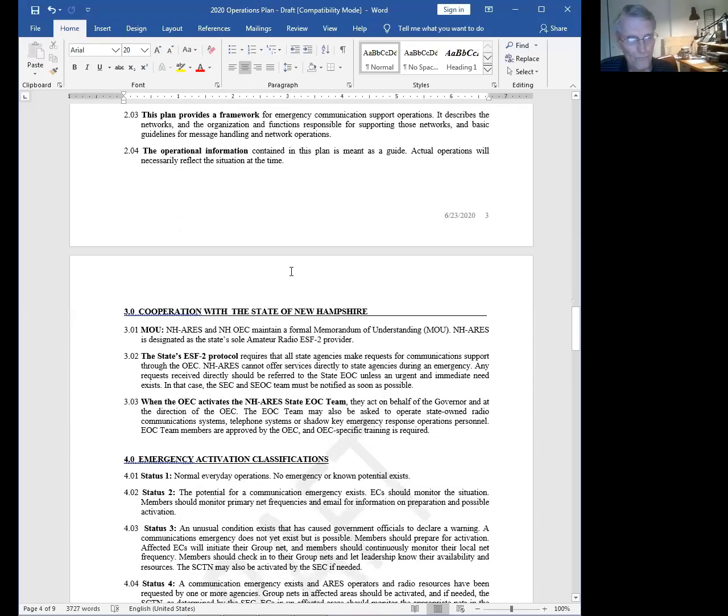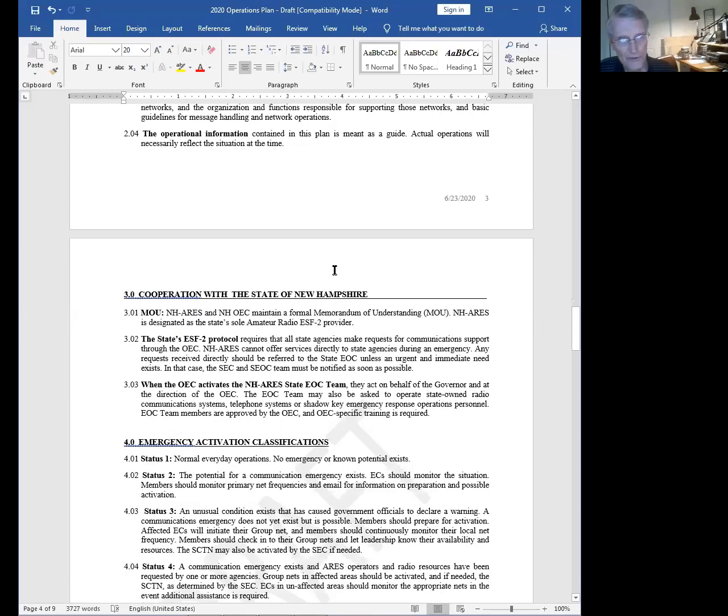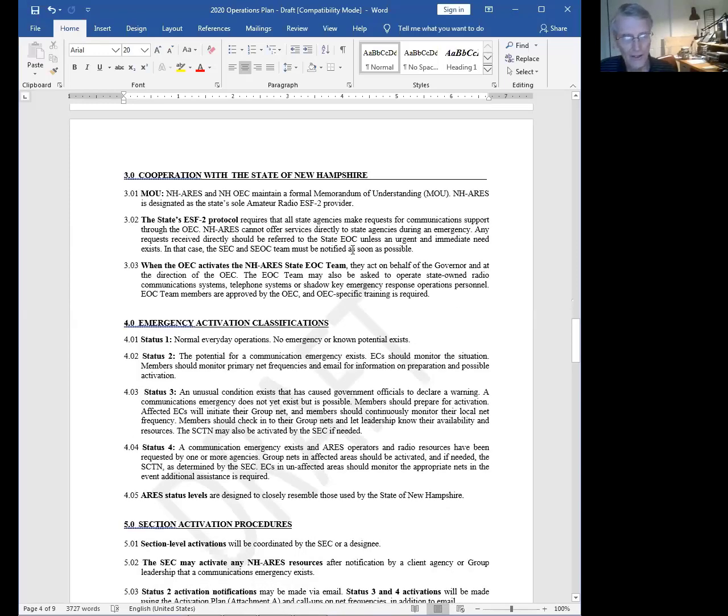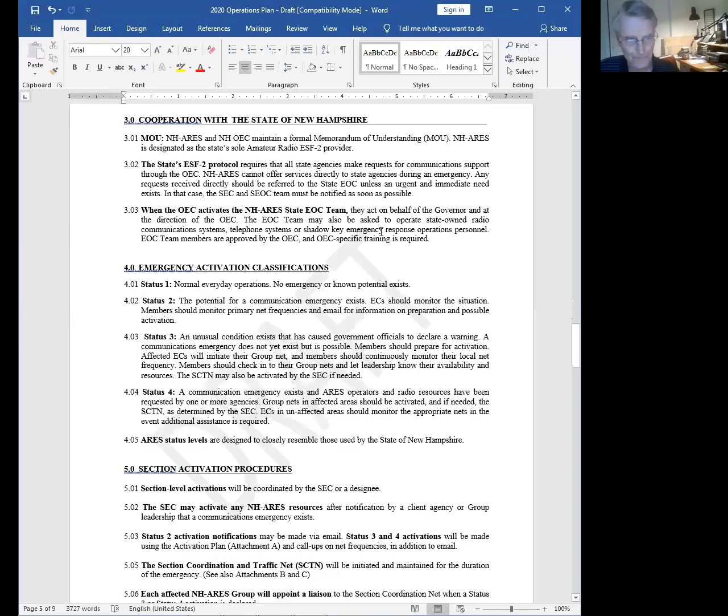Cooperation with the state of New Hampshire has not really changed. I did tweak the wording in here a bit to make it more accurate, more succinct, and to reflect some changes that have occurred since the last rewrite.